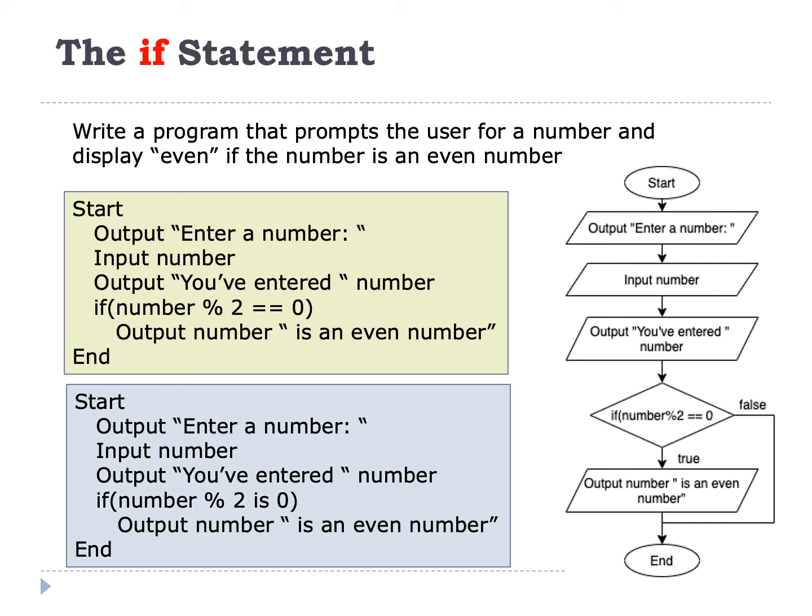We can write it as start, output, enter a number, so that it displays the sentence on the screen and the user knows that they need to enter some value. And then we can have input number. It takes in the user input and saves it in the variable called number. From the question, we already know that we will be using a scanner object. Also, since the number is an int, we will use the nextInt method from the scanner class.